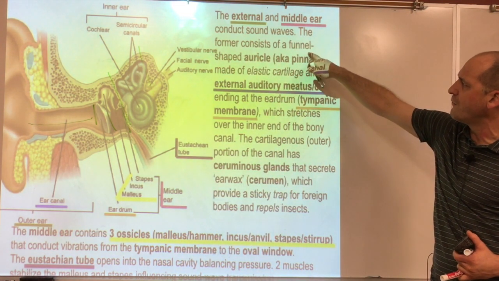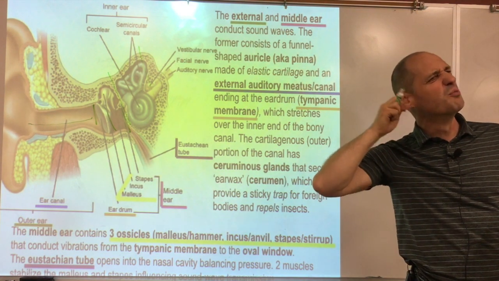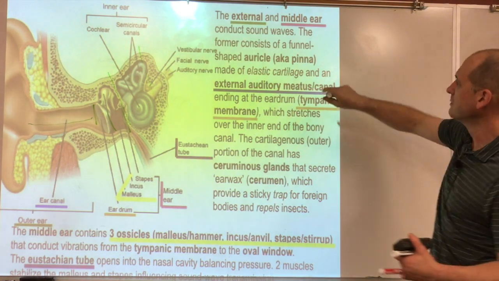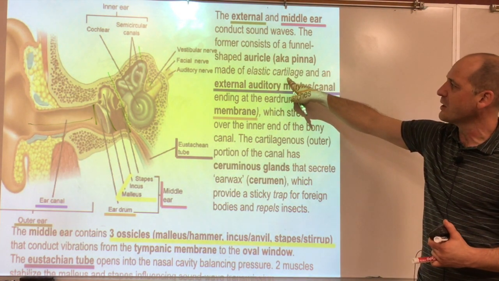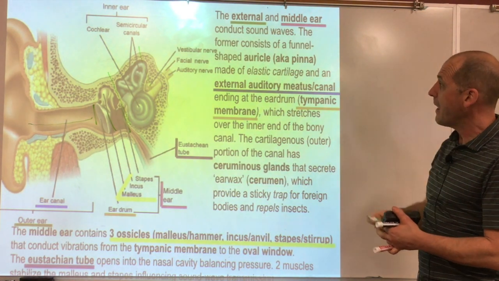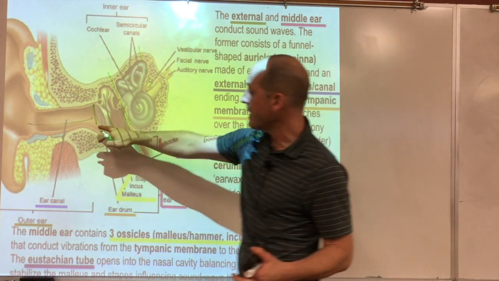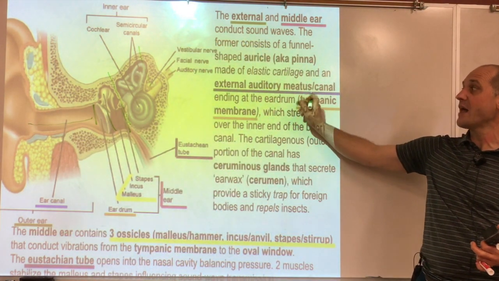The former consists of a funnel-shaped auricle. That's where you hold up the kids. No, don't. Not anymore. In the 70s, maybe. And that's elastic cartilage, so it will go back to the original shape if you twist it around. And then that's followed by the ear canal. We also call that the external auditory canal, or meatus.